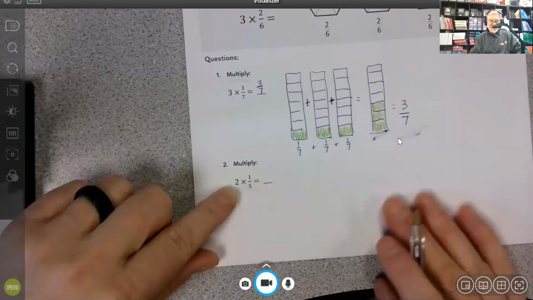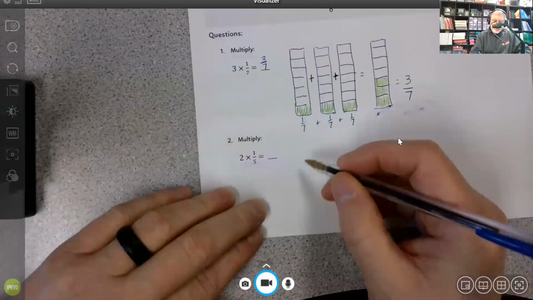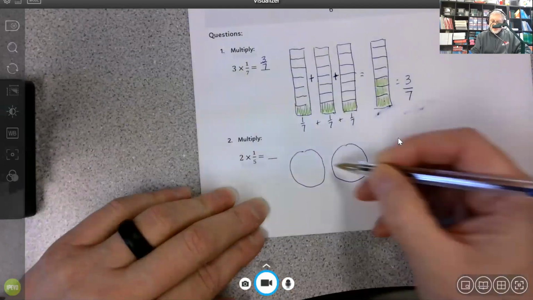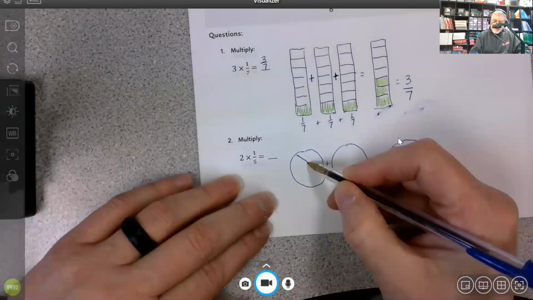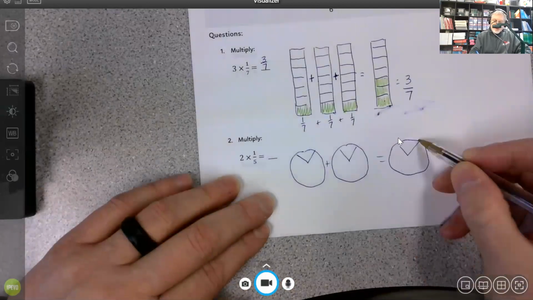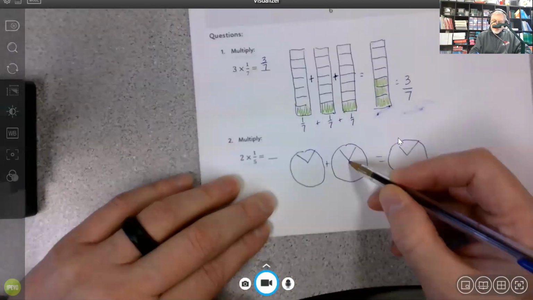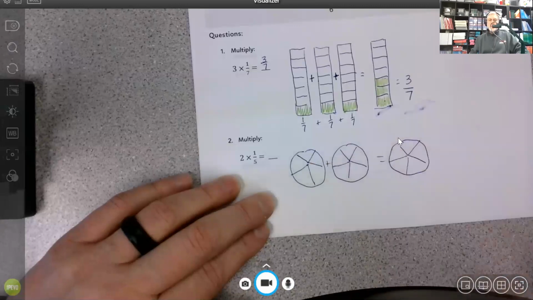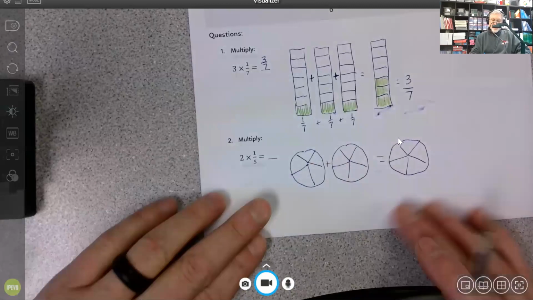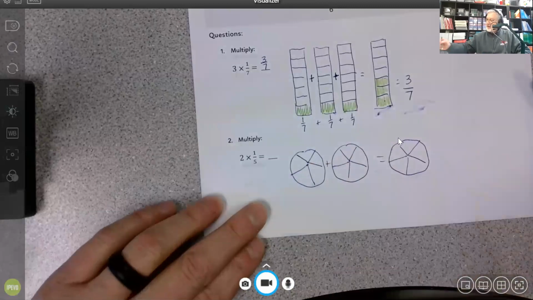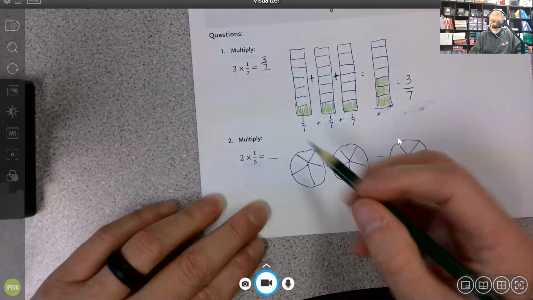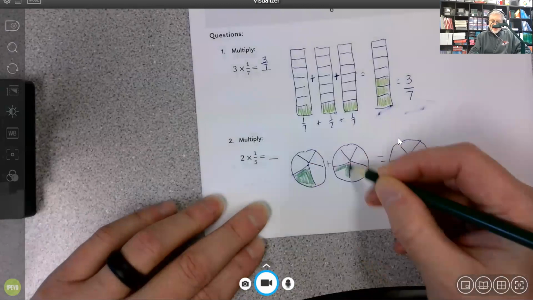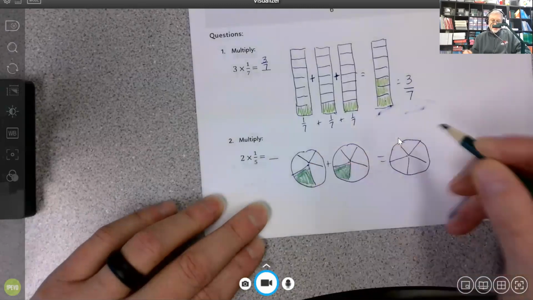All right, the next problem is 2 times 1/5. Well, I'm going to choose a circle. And I know that I can cut it into five pieces. It's like a pie or a pizza. All right, so I'm going to shade in one of these and use a little darker green on this one. One of these. So this is a good exercise for those of you that like to be artistic.